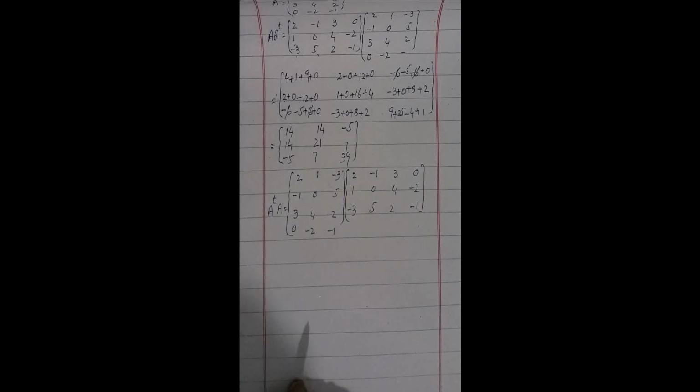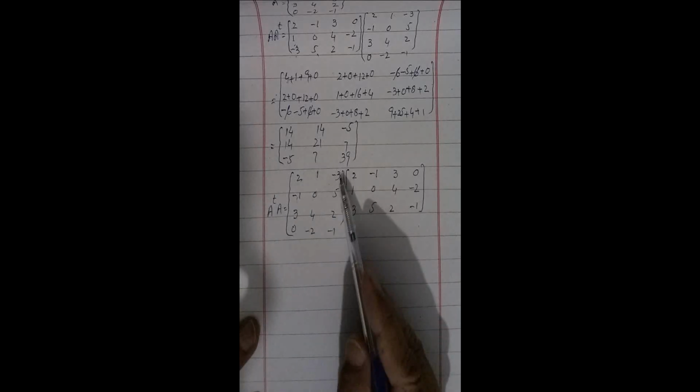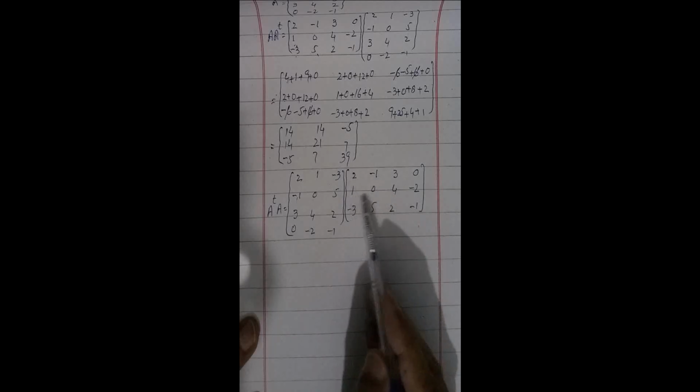The same situation, the column of the first matrix, which is 3, is equal to the rows of the second matrix, which are also 3.